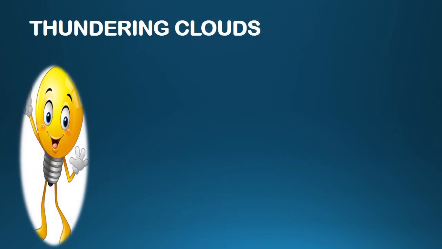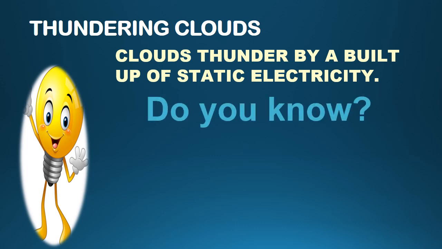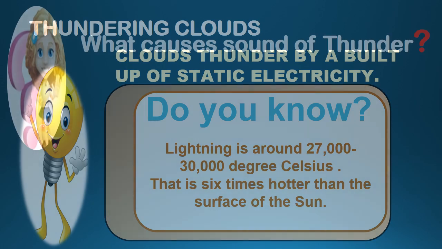Now, let's talk about thundering clouds. Clouds thunder by a buildup of static electricity. Do you know? Lightning is around 27,000 to 30,000 degrees Celsius. That is 6 times hotter than the surface of the sun.